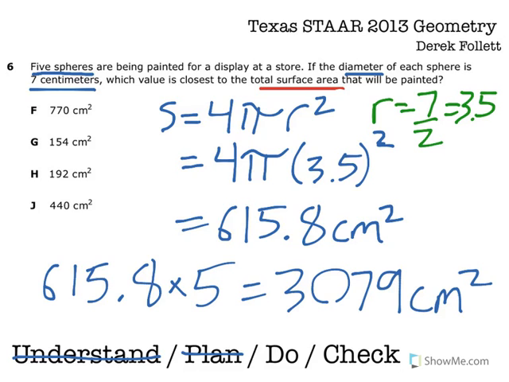Let's read it again. It says 5 spheres are being painted for a display at a store. That's where I got this 5 from. If the diameter of each sphere is 7 centimeters, which value is closest to the total area that will be painted? Okay. Well, maybe my calculator work was wrong. Let me double check that.